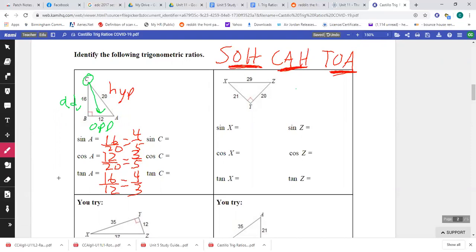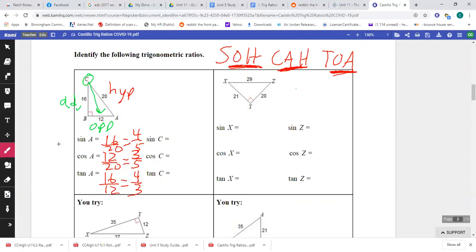One of the things that I see a lot of students get confused on is if they have to find the sine of two different angles, once they label it opposite adjacent from the first angle, they don't change it when you change angles. When you change the angle you are focusing on, the opposite and the adjacent will switch. Okay?